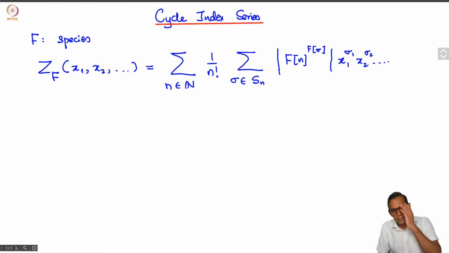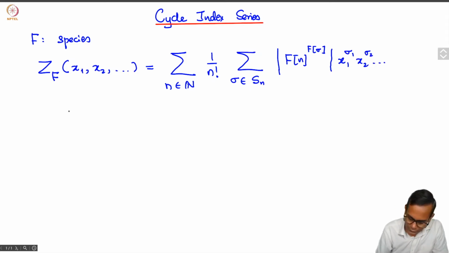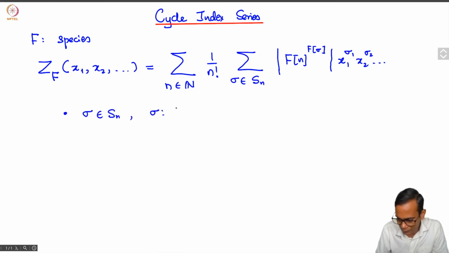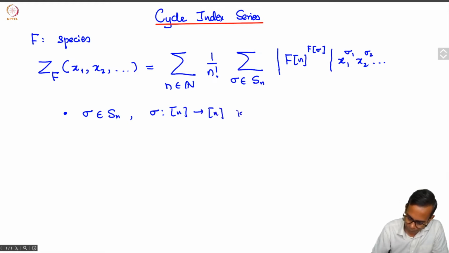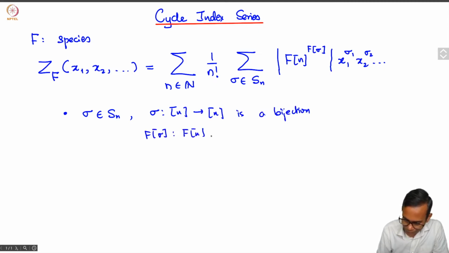Okay, so this definition looks somewhat complicated, so let me just break it down. Firstly, if sigma belongs to Sn, then that means sigma is a bijection from n to n. And so we can talk about F sigma, which is from F[n] to F[n], and that's a bijection too, as we saw last time.